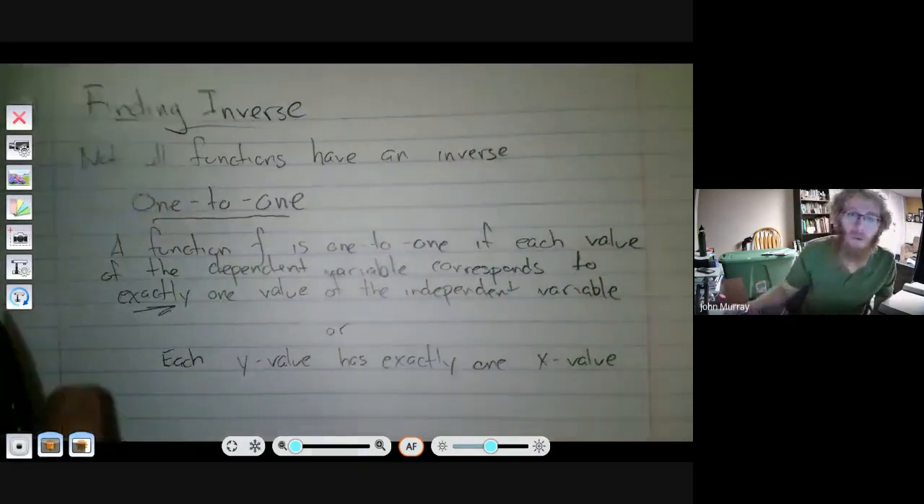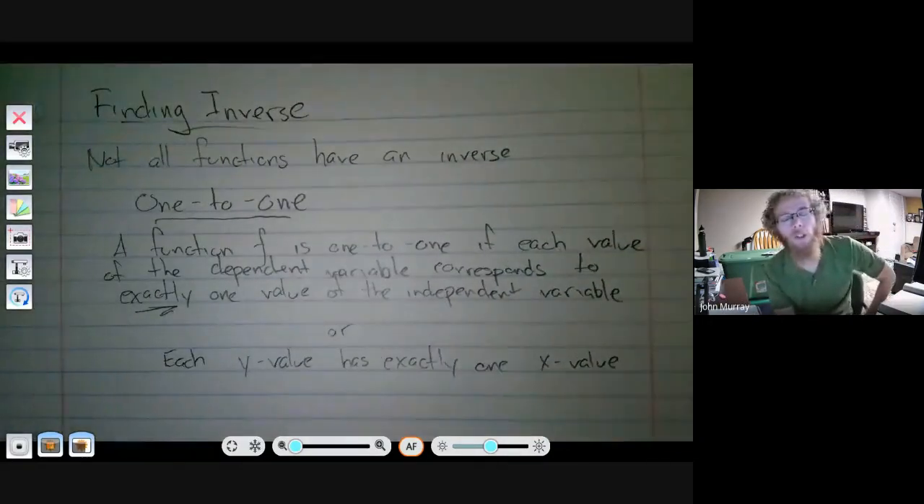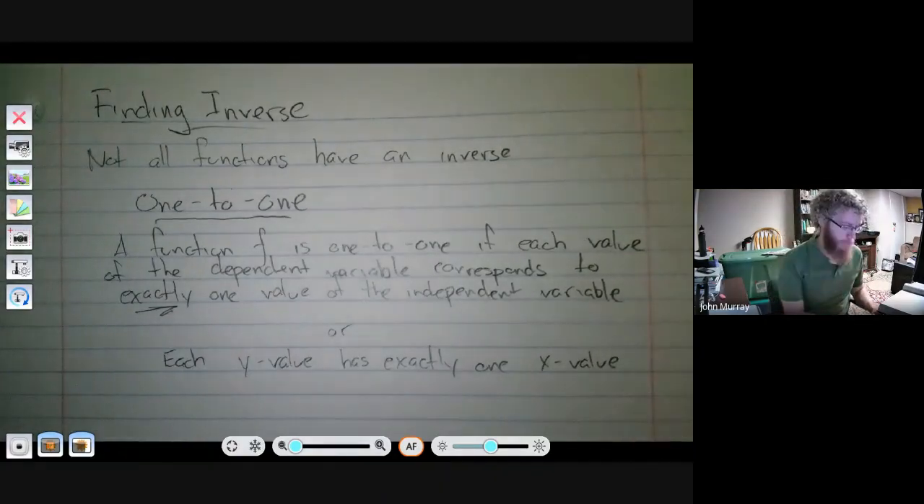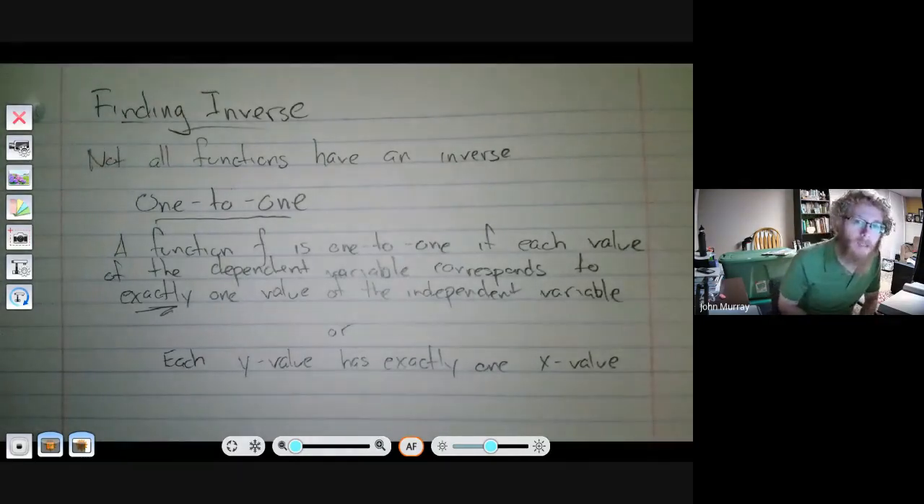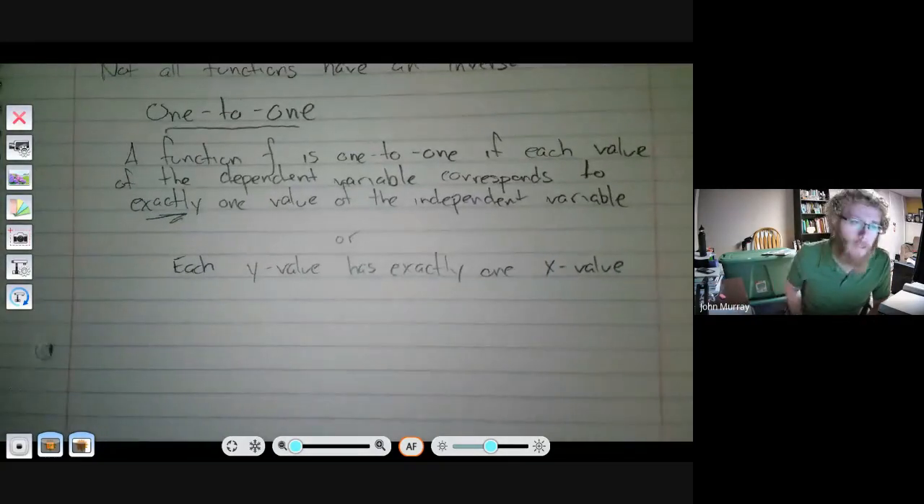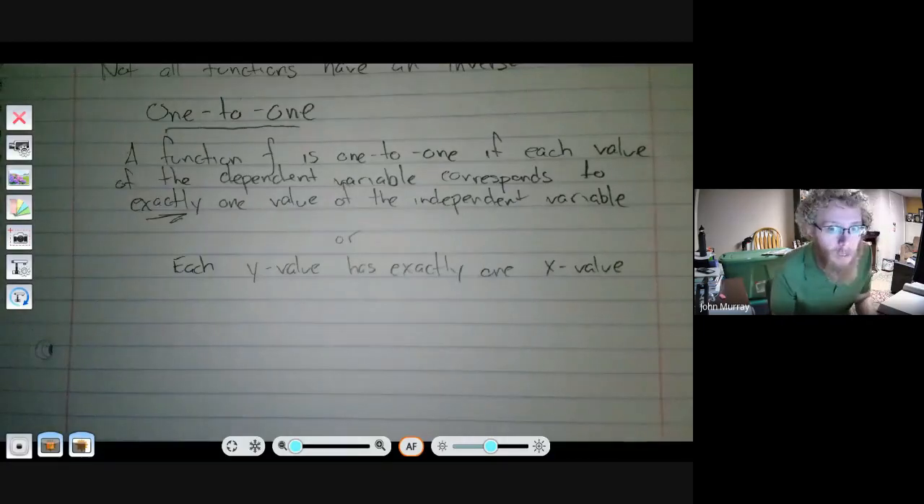Okay, so the formal definition of a one-to-one function is: a function is one-to-one if each value of the dependent variable corresponds to exactly one value of the independent variable. Okay, an easier way to say that is every y value has exactly one x value. All right, so I'll leave that there for you for a second if you need to copy that.